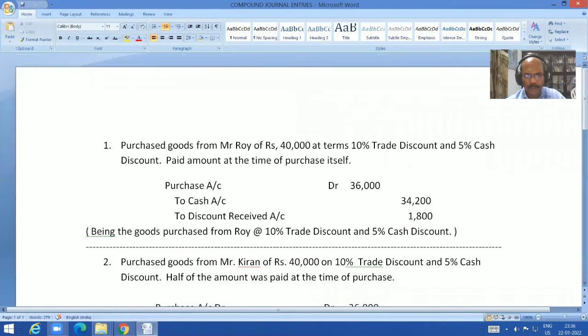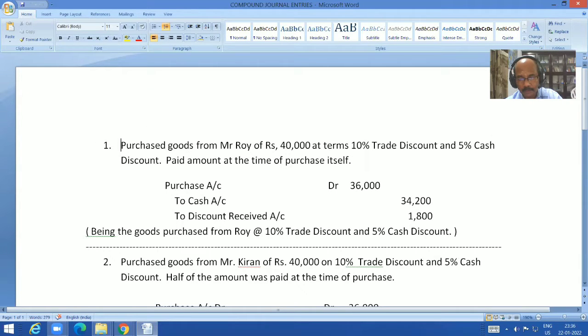Let us take up some cases. Case number 1. Purchase goods from Mr. Roy of rupees 40,000 at terms 10% trade discount and 5% cash discount. Paid amount at the time of purchase itself. Obviously, this is a cash purchase, no credit purchase involved. So let us keep aside the amount part. The three aspects: purchase of goods is there.